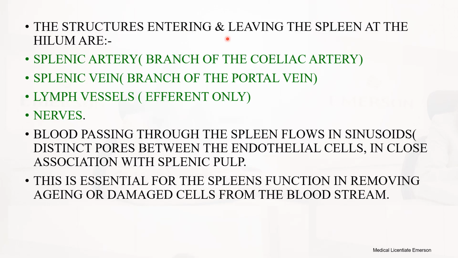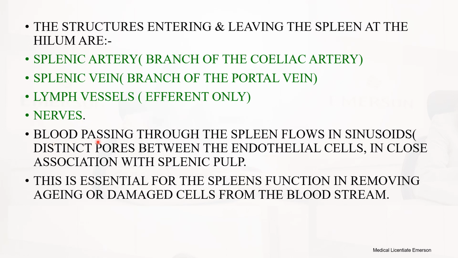Then the structures entering and leaving the spleen at the hilum are, we have the splenic artery, which is a branch of the coeliac artery. Then we have the splenic vein, which is a branch of the portal vein. Then we have the lymph vessels, of course, where we have the efferent only. Then we can also have veins.